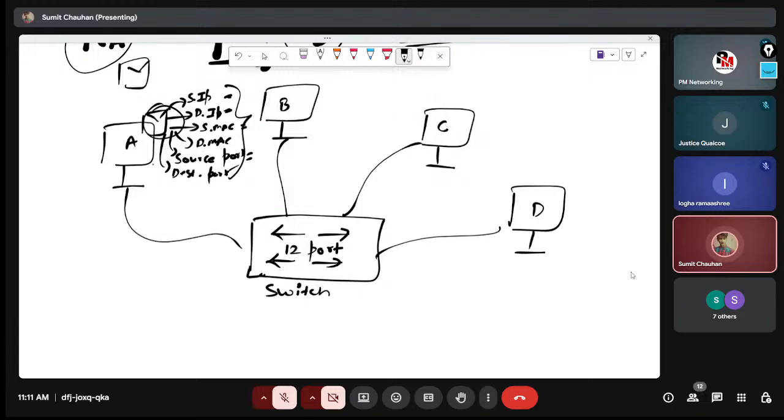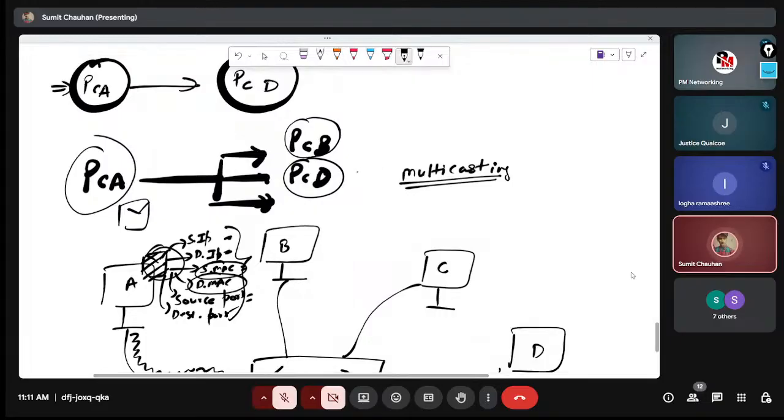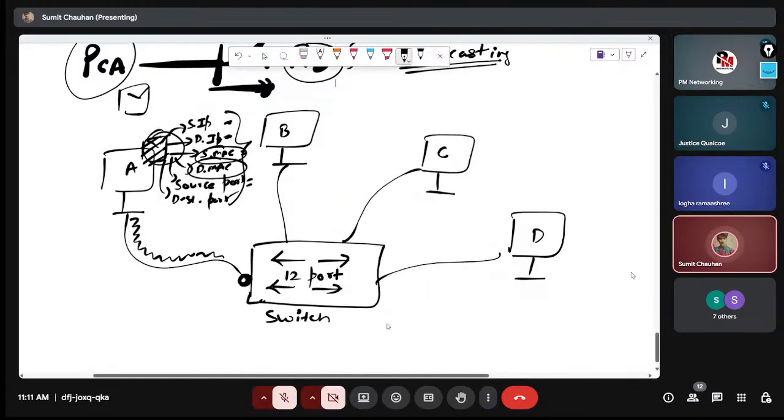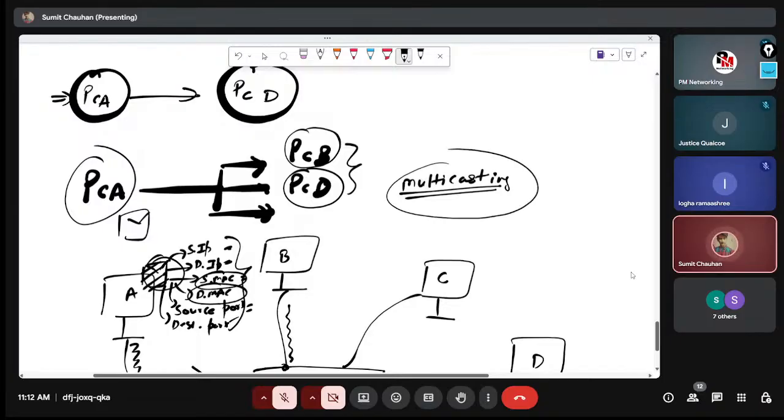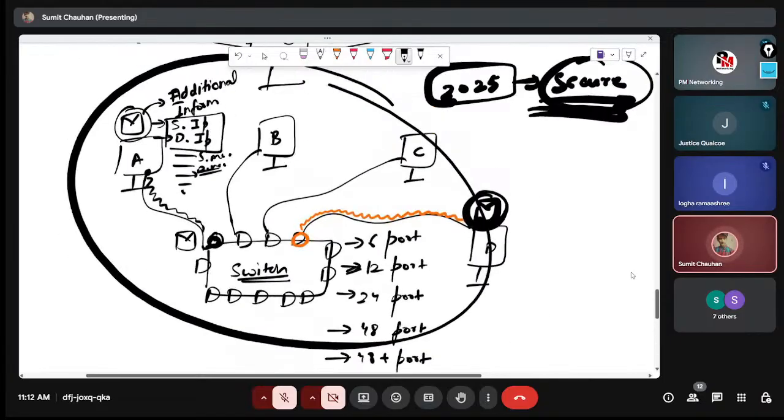After adding this additional information, it is shared through signal. The switch will receive it. My switch will never check the data, but it will check only the additional information that is being shared. So the destination information will specify these two devices. If you have properly configured multicasting in your switch, then my switch will be able to send the same data at the same time to PCB and PCD. The data that PCA wants to send to PCB and PCD at the same time, we can do with the help of multicasting.